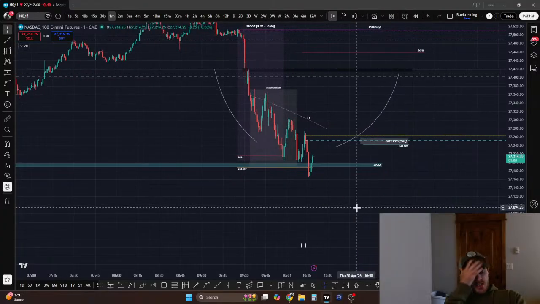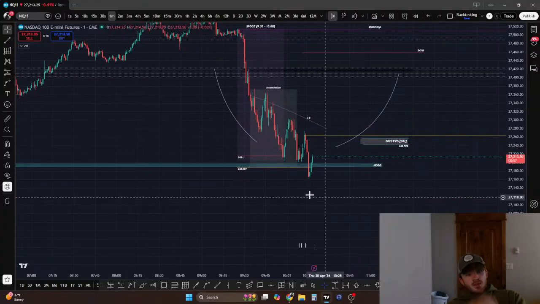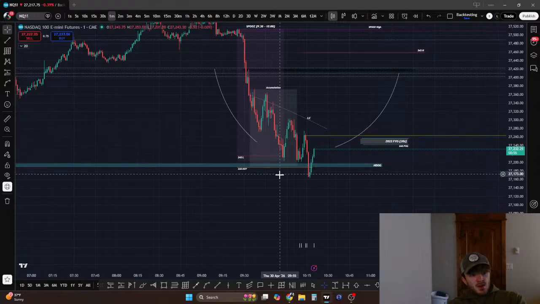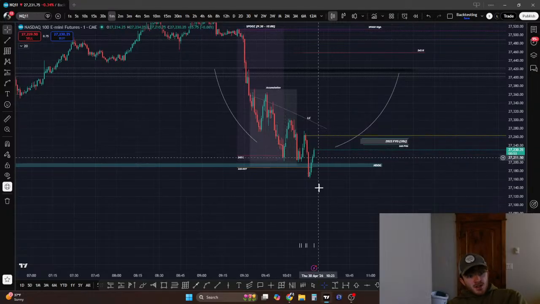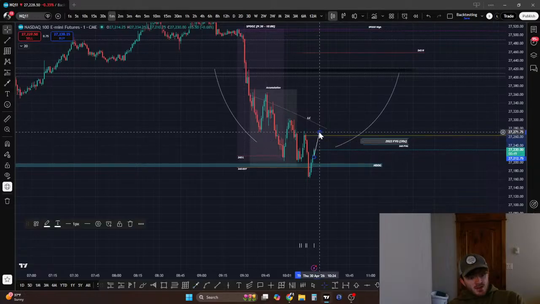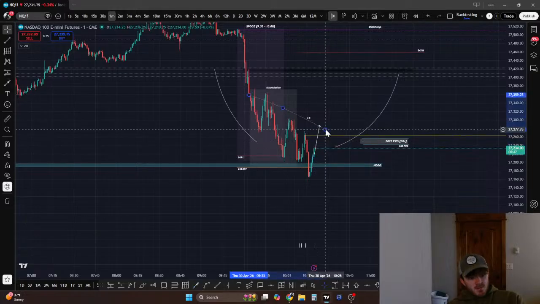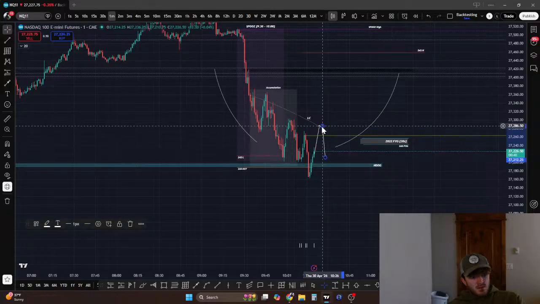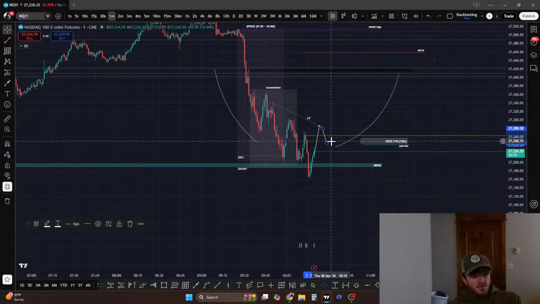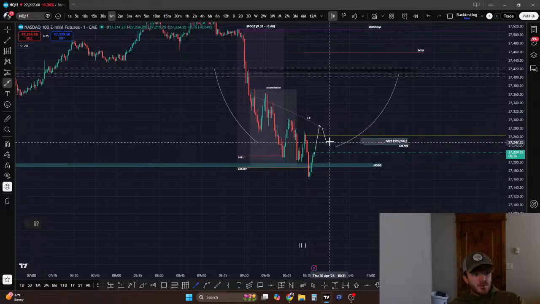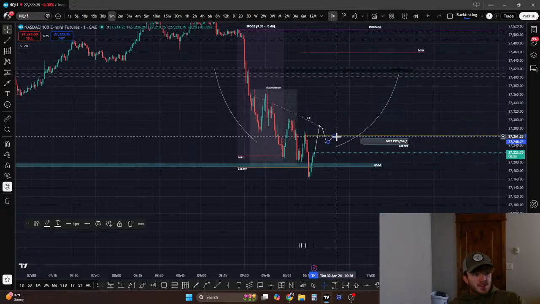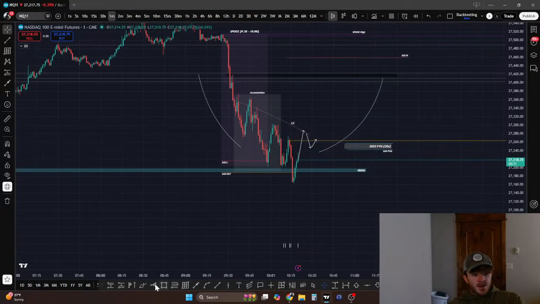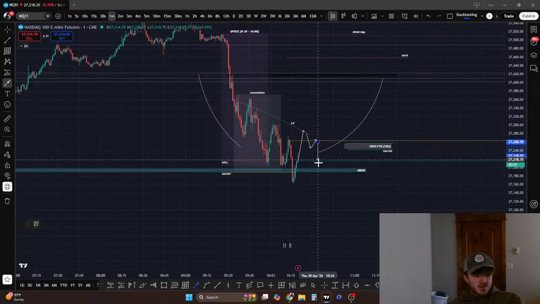I mean, eventually we're going to reverse. I'm just not sure when. This inversion could deliver us higher. I wouldn't be surprised, though, if it goes like this, and then short-term rejection, and then eventually, finally, we break it.